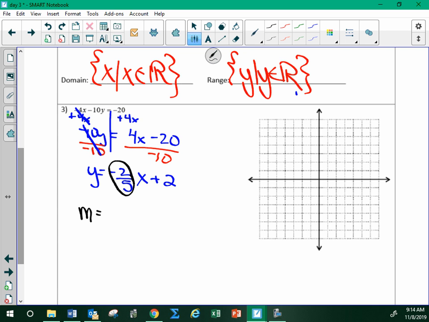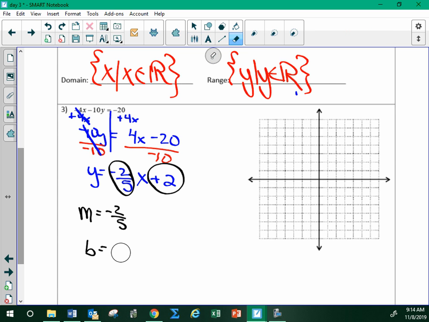All right, my slope is negative 2 fifths. My y-intercept is positive 2. So I go to a y-intercept of positive 2. It would be the same thing as if you accidentally did it as 2 fifths, right? No, if you did 2 fifths, your line looks like this. Negative 2 fifths, our line would look like this.